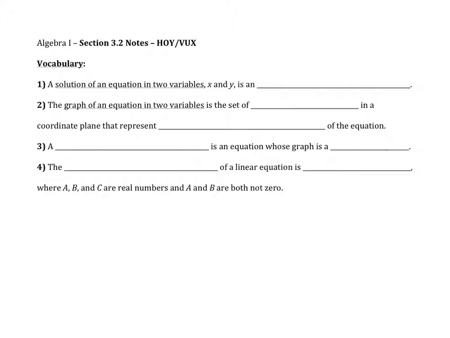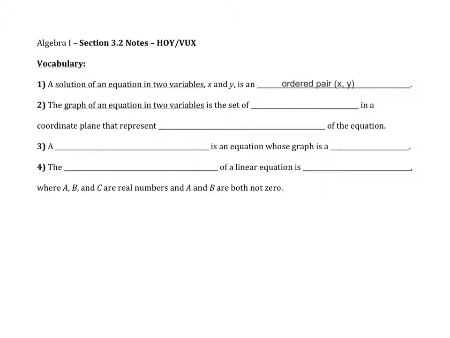A solution of an equation in two variables, x and y, meaning x and y are the two variables in your equation, is an ordered pair, x comma y. What this means is that if you were to substitute that x and that y value of the ordered pair into the equation, it would produce a true statement.